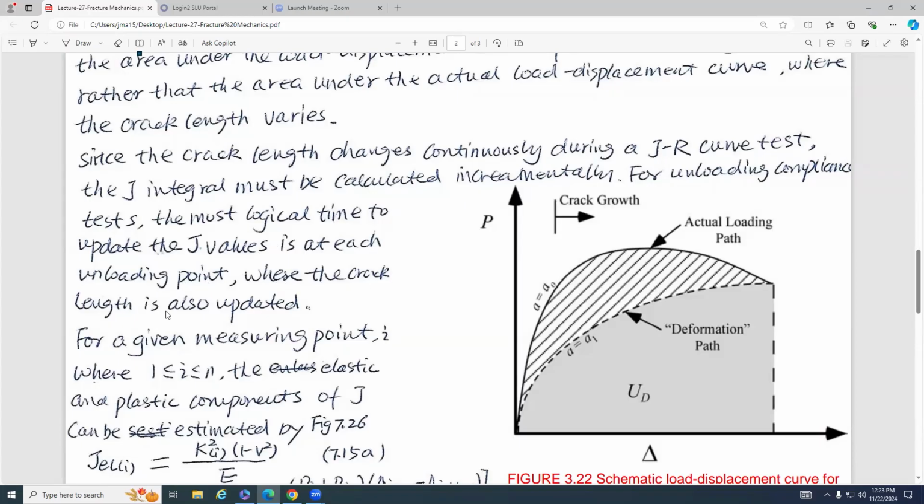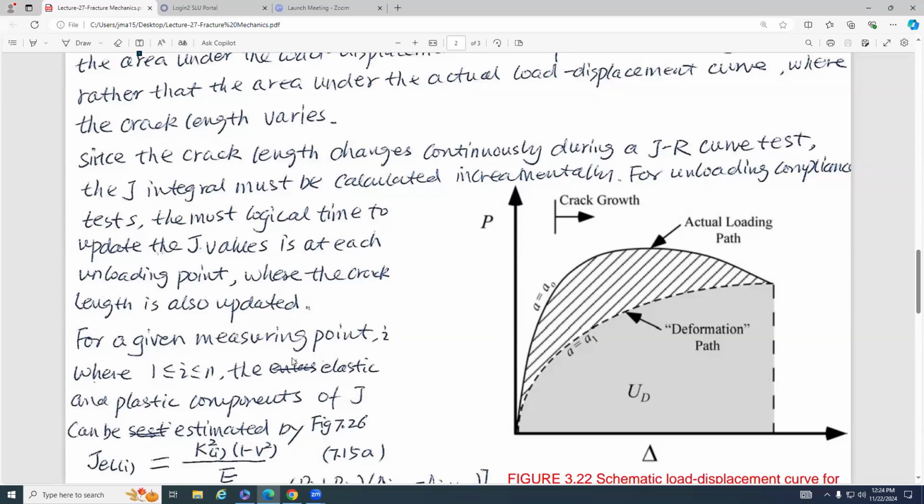length is also updated. So you can see for each of these points we have different crack lengths. For a given measuring point on this actual loading path, we have i, okay? i means the iteration, so the point. Suppose we have multiple points here, i from 1 to lowercase n, and we have many of these measuring points.